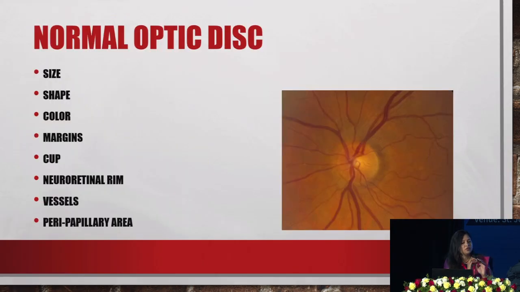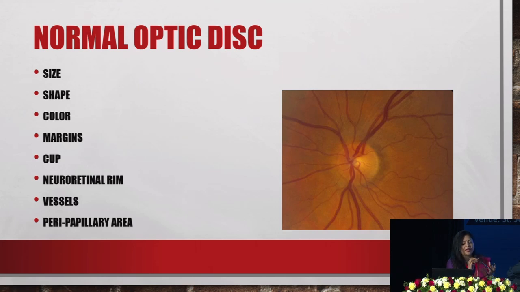For this, you need to know what is a normal optic disc first. What are the structures you see to call it a normal optic disc? Usually the size, shape, of course, and color. Usually it's pink in color, and the margins, whether they are clear, distinct, sharp margins, and the cup, and the CD ratio. These are the parameters you see.